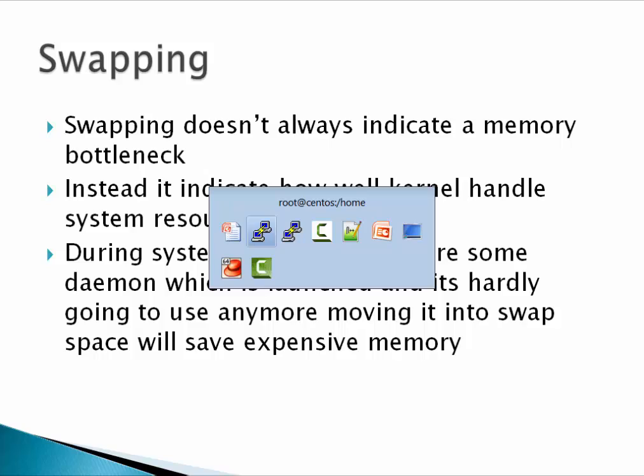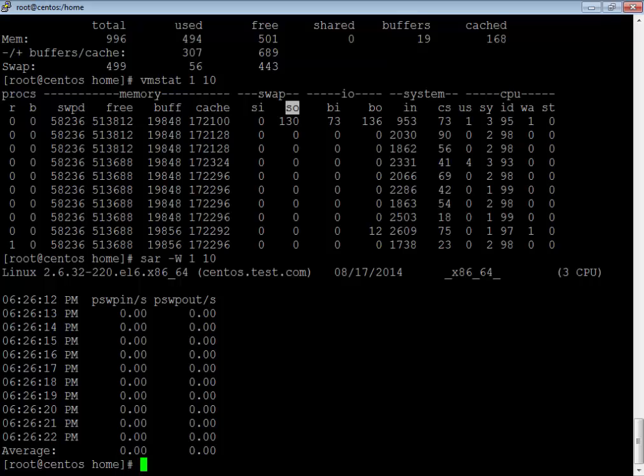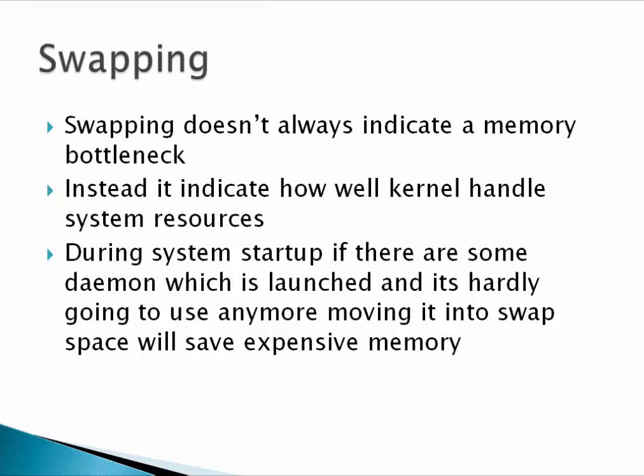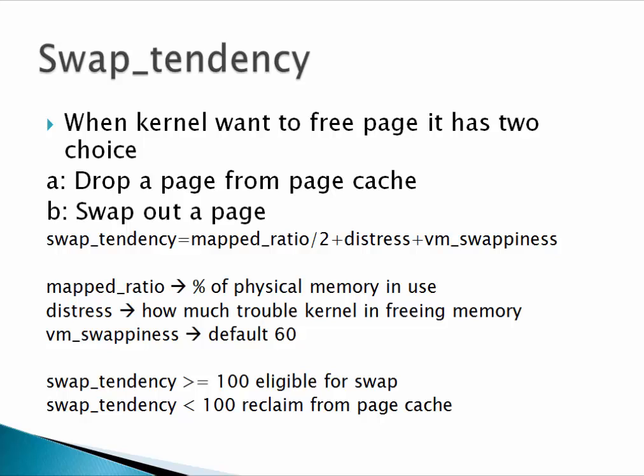But if after running this vmstat or sar command you see that your system is continuously doing swap in and swap out activity, then you need to worry. Then you need extra RAM or you need to tune your application. So how does the kernel decide which page to cache, or whether it needs to reclaim a page from the page cache or move a page to swap in case of memory pressure? It uses an algorithm called swap tendency.